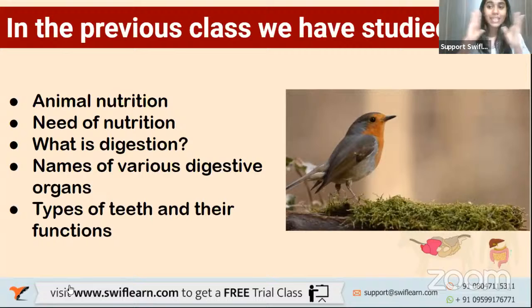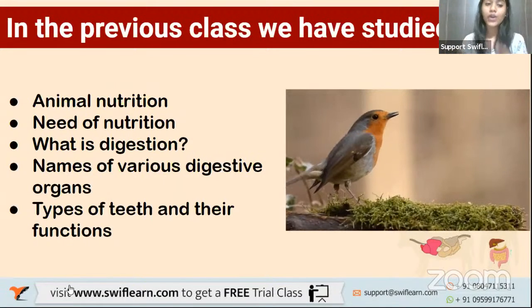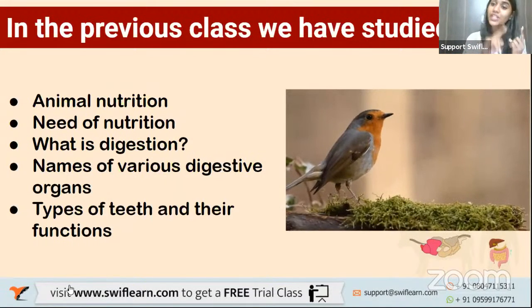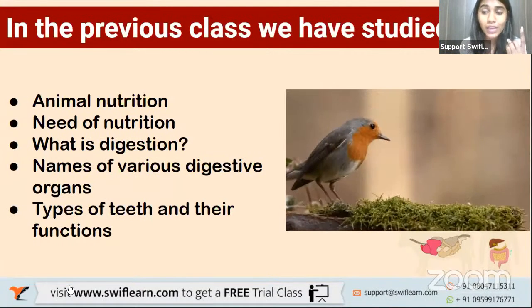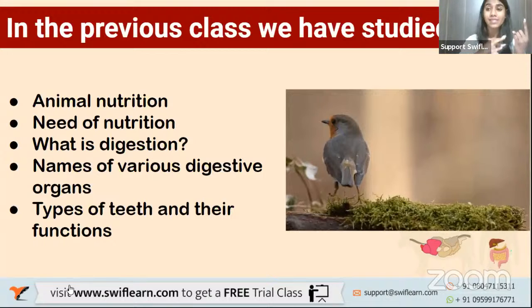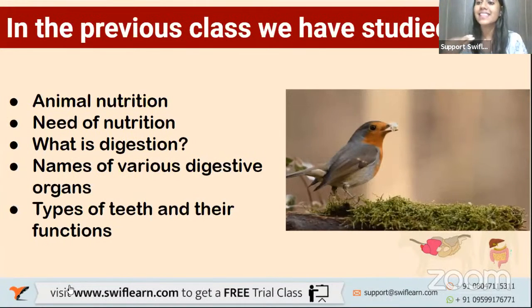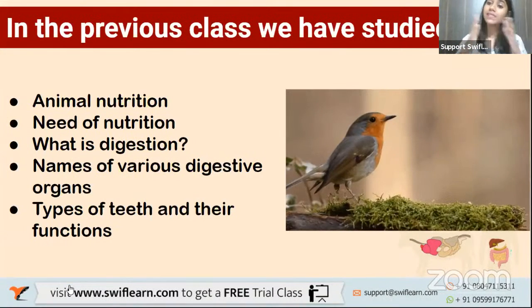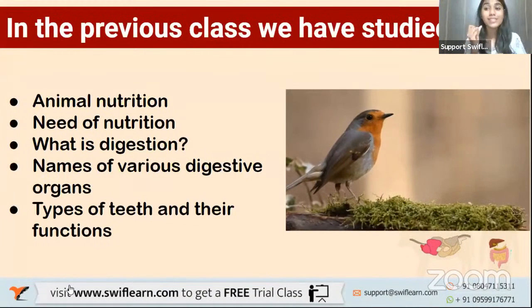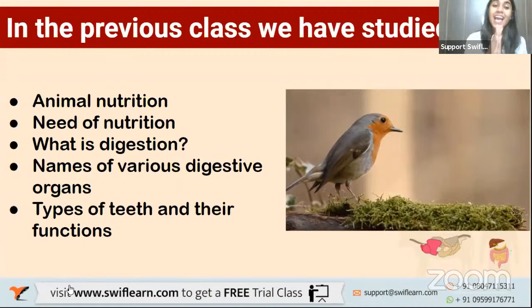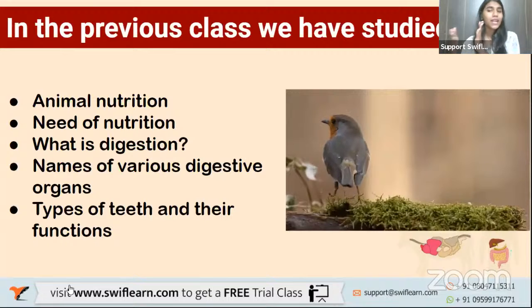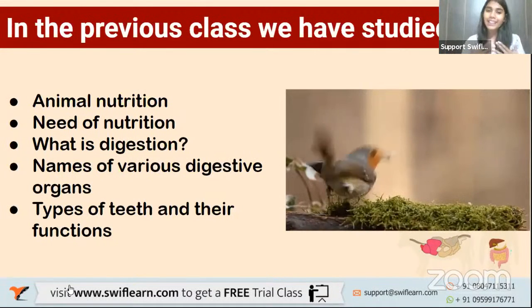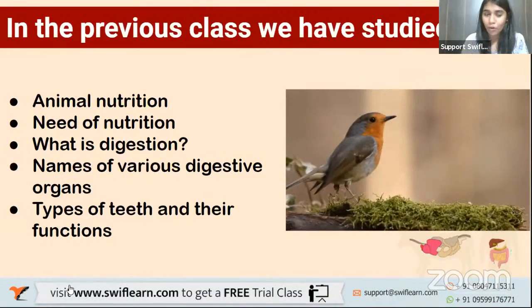Okay, so basically nutrition is divided into two. You have autotrophic nutrition and you have heterotrophic nutrition. Under autotrophic are the organisms that synthesize their own food. Examples are green plants, and green plants synthesize their food by a process called photosynthesis. And coming to heterotrophs, heterotrophs are those organisms that do not make their own food, like they don't have the ability to make their own food.